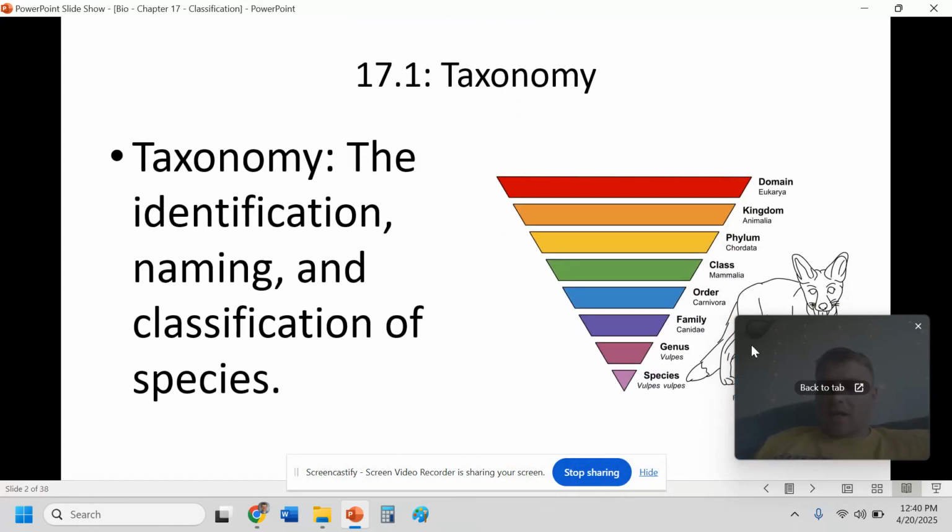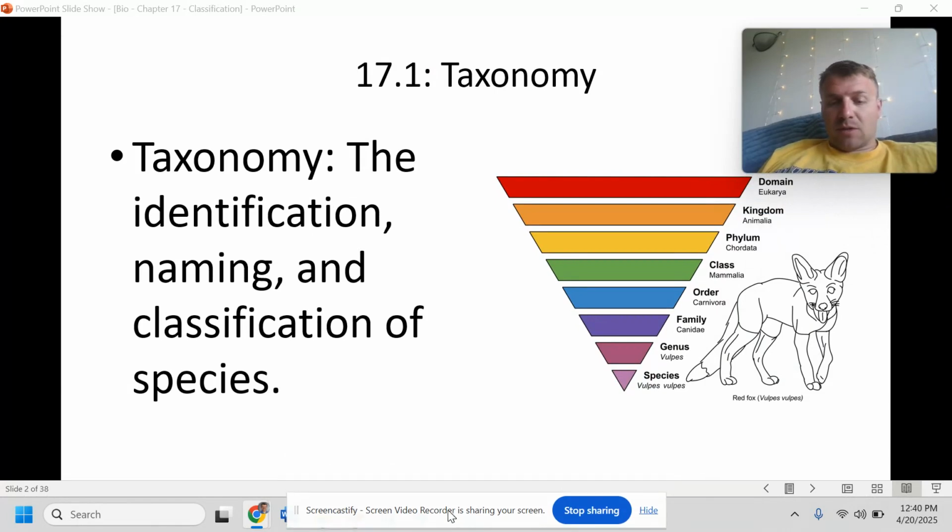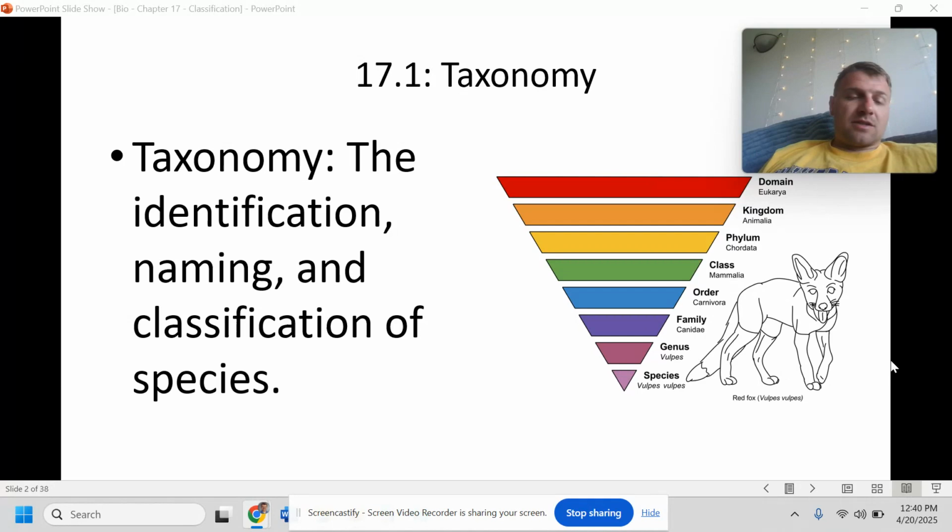This is just going to be the area of taxonomy. This is where we classify species, we name them, we show how they are related to other species. Basically, this is us scientists looking at how we identify and name a species.